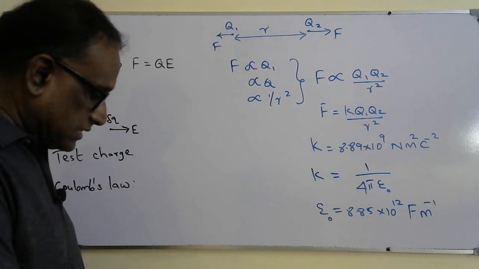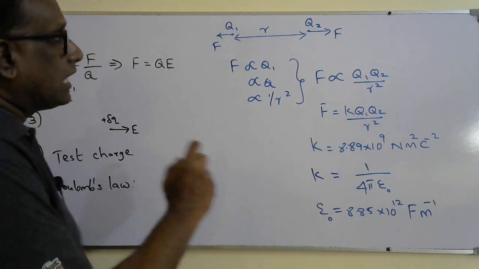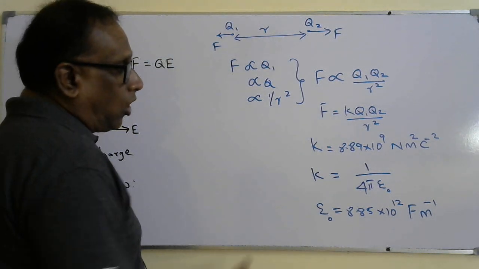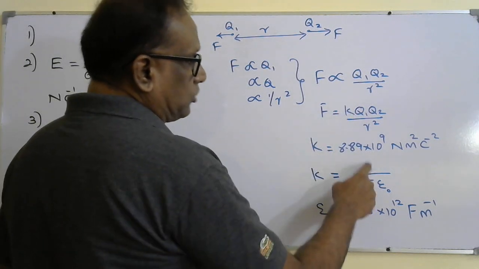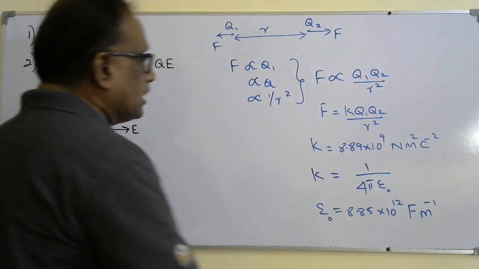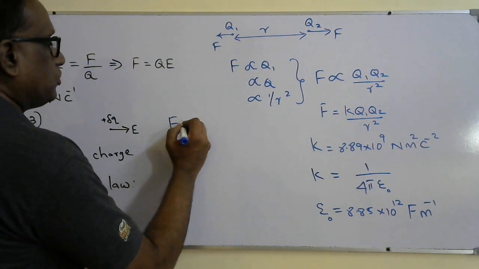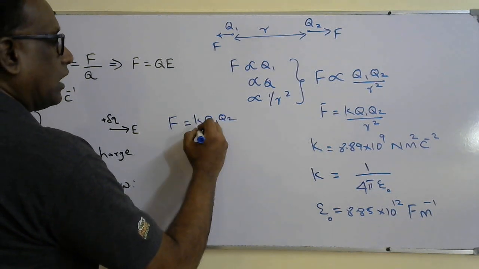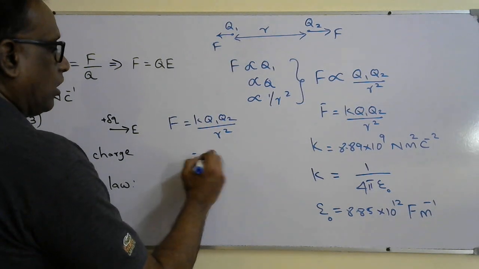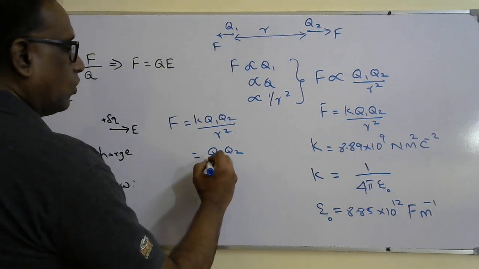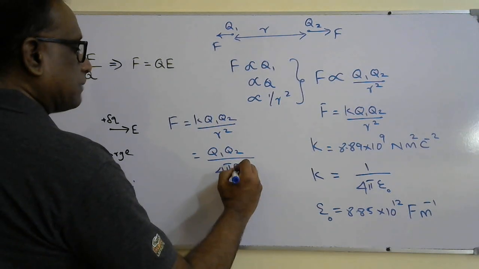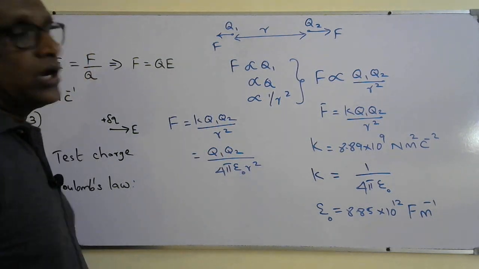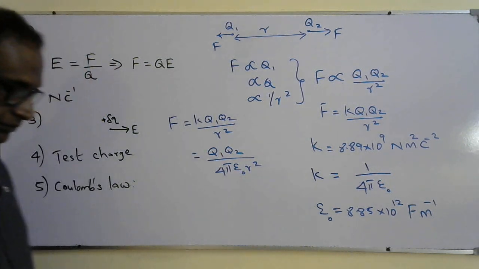So the electrostatic force between 2 point charges is given by F equal K Q1 Q2 over R squared, or instead of K I can use 1 over 4 pi epsilon naught. We can write it that way, or F equal Q1 Q2 over 4 pi epsilon naught R squared. You must know these things, where Q1 and Q2 are 2 point charges.